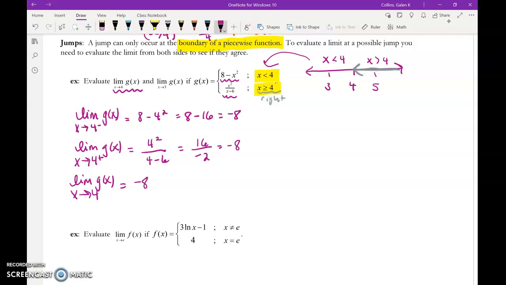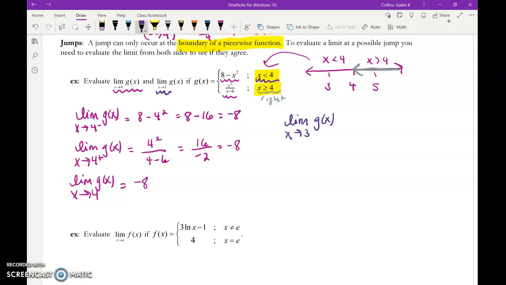Now, we're also asked to evaluate the limit of g as x approaches 3. Now, 3 is not the boundary of the piecewise function, so we don't need to consider the limits from the left and right. Since 3 is less than 4, we'll use the top piece of the function. So I'm going to evaluate the limit of g as x approaches 3.